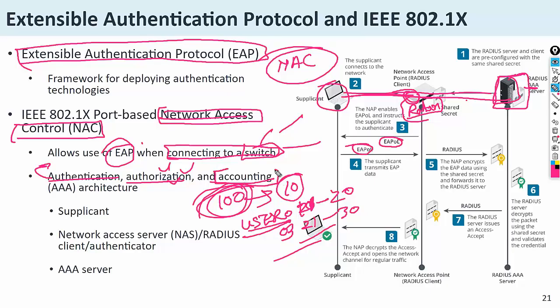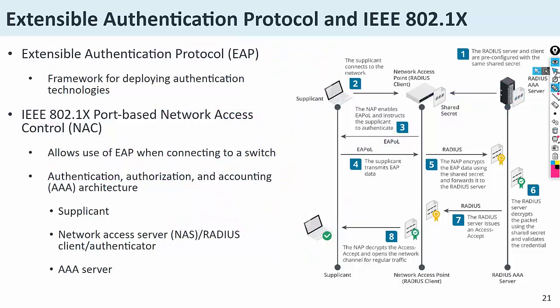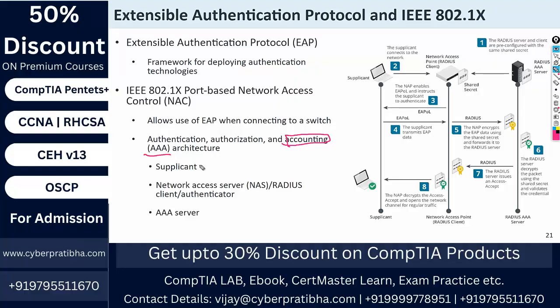And also the accounting will be maintained. Accounting means what the users are doing on the switch: what type of configuration they are doing, what configuration they have changed or modified, and what commands the user has run. All these things will be recorded. That is called the AAA architecture. There are two architectures: one is a TACACS server, another is a RADIUS server.